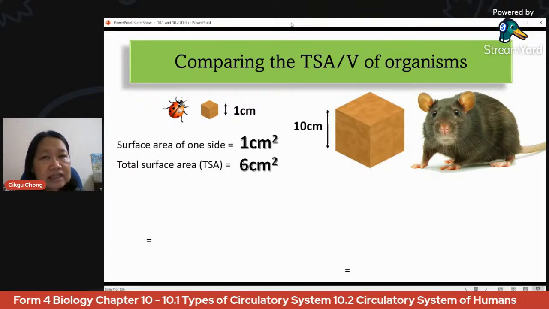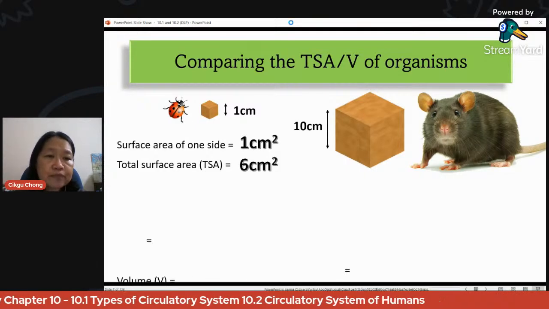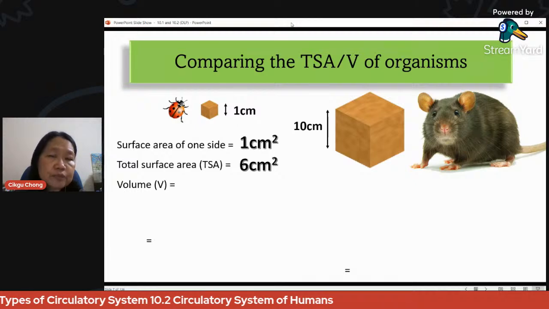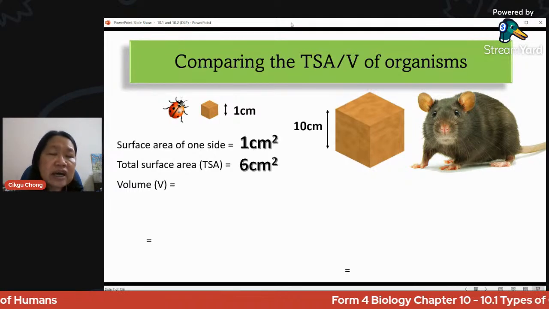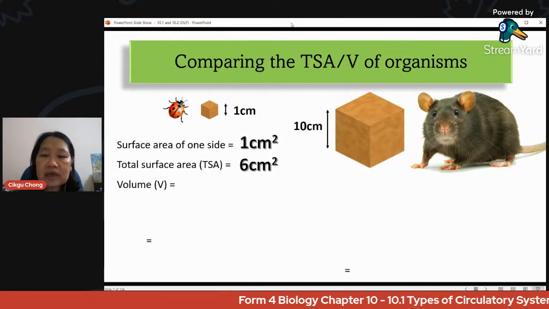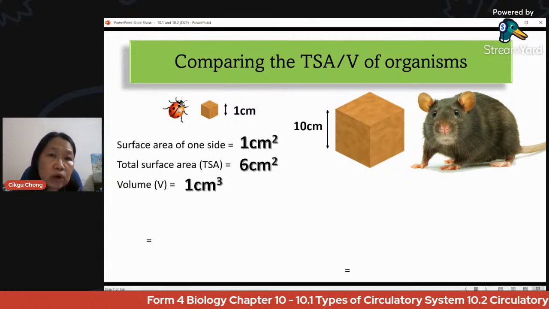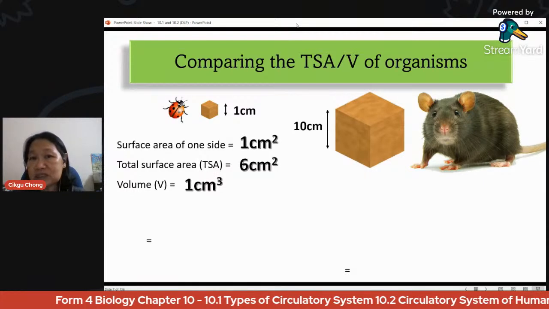And then let's calculate the volume. How to get the volume? Volume is length times width times height. So it's 1 cm by 1 cm by 1 cm, and you'll still get 1, but it's 1 cm cube. All right, 1 cm cube.